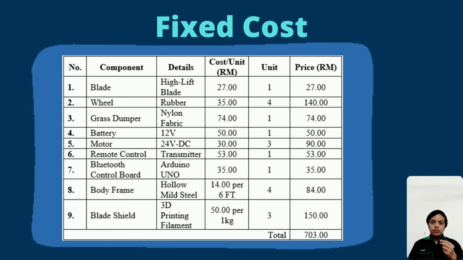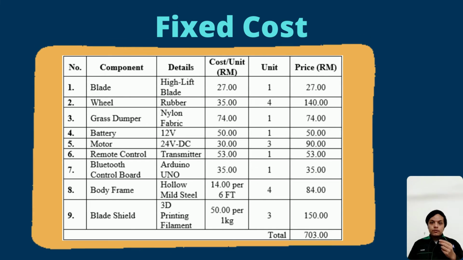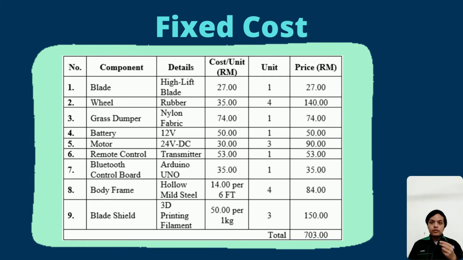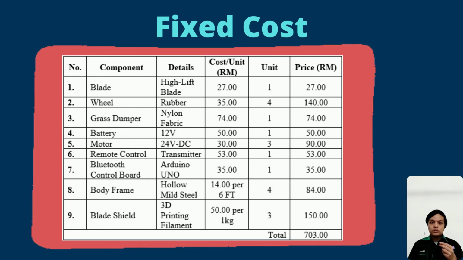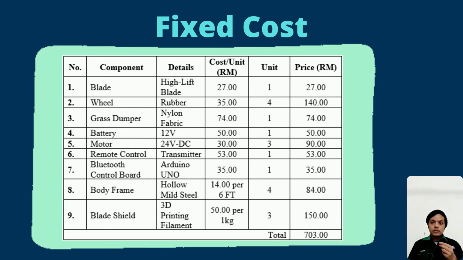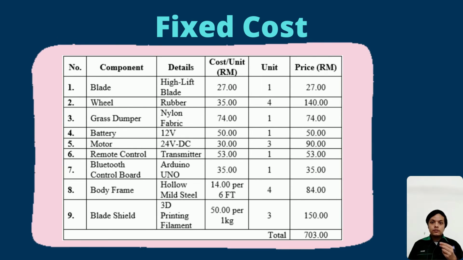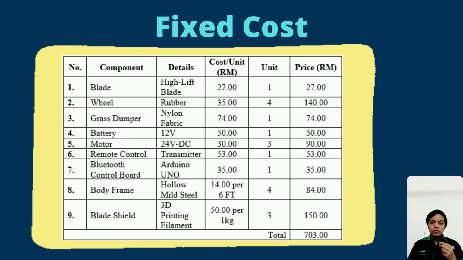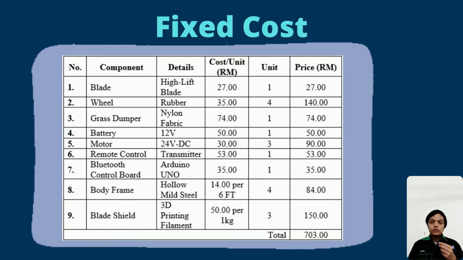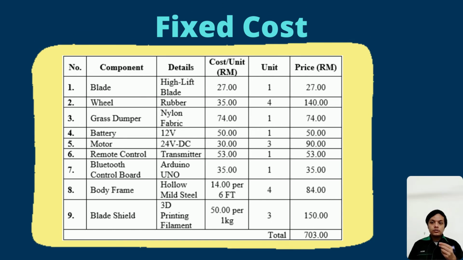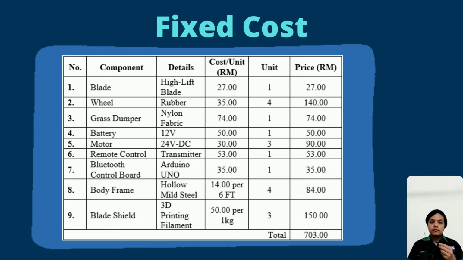Arduino Uno control board costs us 35 ringgit. The body frame will cost us 40 ringgit per 6 feet of hollow mild steel, and we will use 24 feet, which will cost us 84 ringgit. Lastly, 3D printing filament is needed for the blade shield, and it costs us 150 ringgit for 3 kg of filament. So the total cost to buy all the components to build a grass trimmer is 703 ringgit.